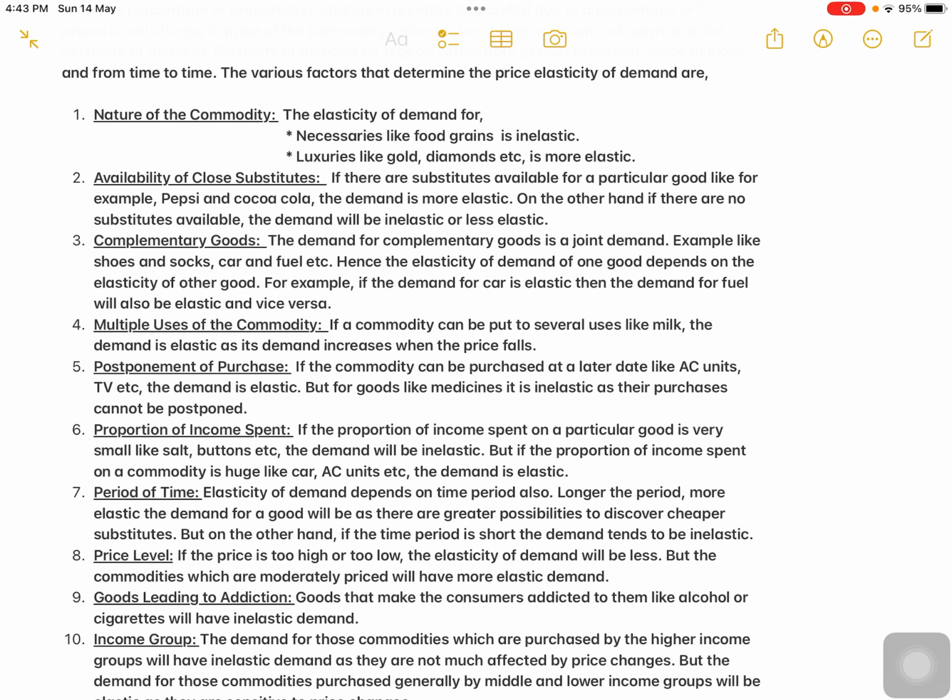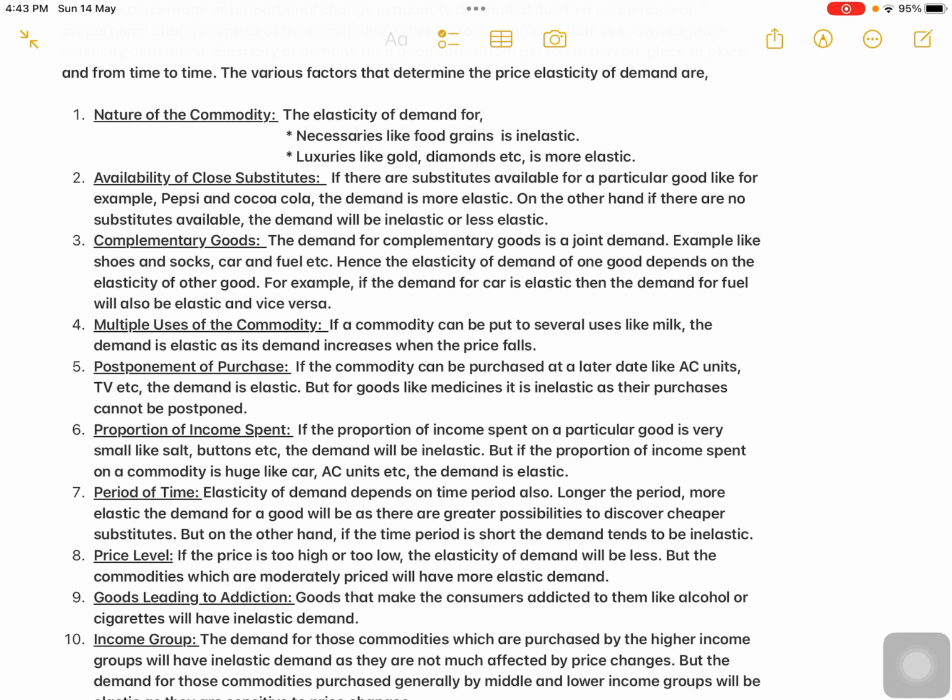But if there are no substitutes available for a particular commodity, whatever might be the price, we will have to purchase. Assume that there is no substitute in the market, only Pepsi is available in the market, what can we do? In summer, we all will go and consume only Pepsi, whatever might be the price. So on the other hand, if there are no substitutes available, the demand will be inelastic or less elastic.